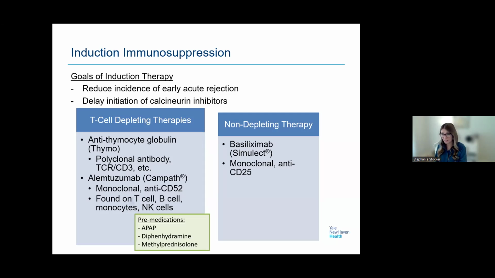Because they're T cell depleting, they cause T cell lysis. The big thing we see with these medications is cytokine release syndrome and infusion reactions. Unless they're being given in the OR, typically these medications need to be given with pre-medications like Tylenol, Benadryl, and steroids. Basiliximab, or Simulect, is a monoclonal antibody against CD25, and this is a non-depleting therapy, so it's much better tolerated. It's usually given in 2 doses, post-op day 0 and 4.